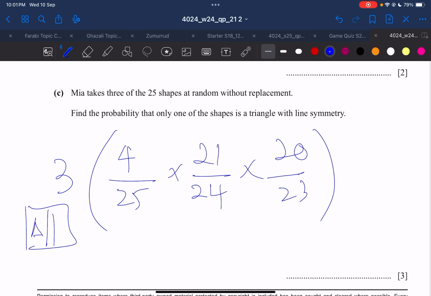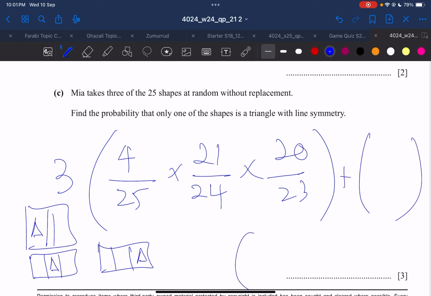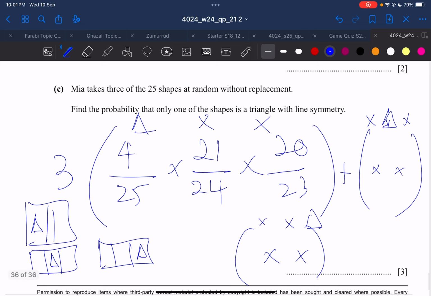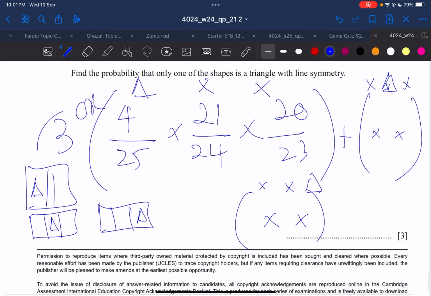It could be the triangle first, or the triangle second, or the triangle at the back. In other words, if we add up the earlier ones, this product plus this product plus this product, it is the same either way. Either you add them all up, or you just multiply it by 3. It should lead to the final answer, which is 42/115. Okay, that's it. Thank you.